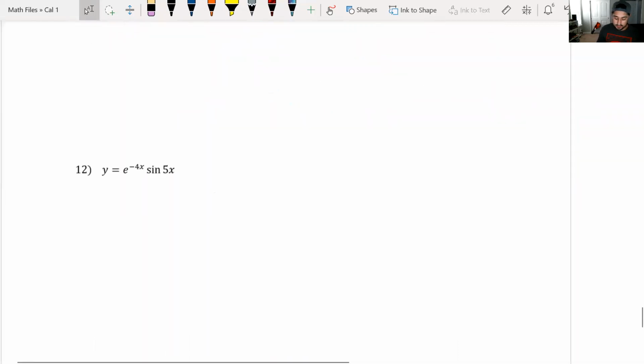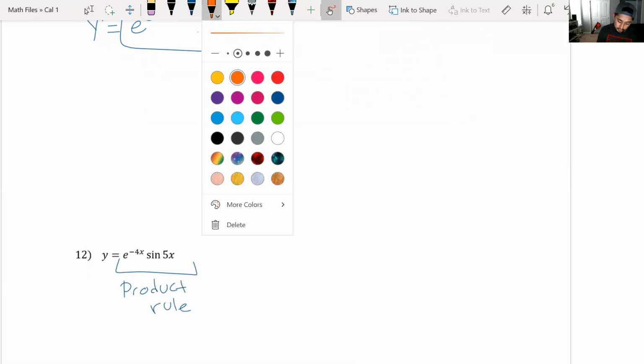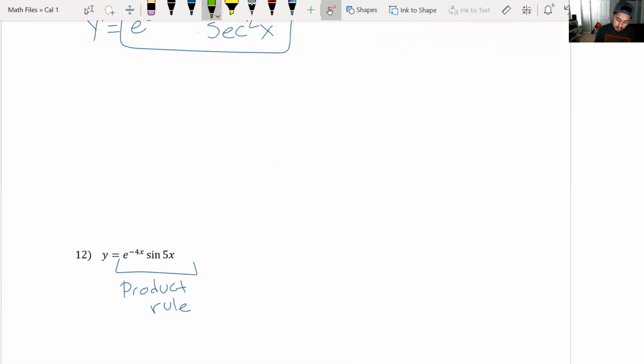Oh my goodness, we reached the last one. Number 12, same thing, derivative of the exponential function, but now it's e to the negative 4x times sine of 5x. Before you do anything, that has to be product rule. So f is going to be e to the negative 4x. g is going to be the sine of 5x.